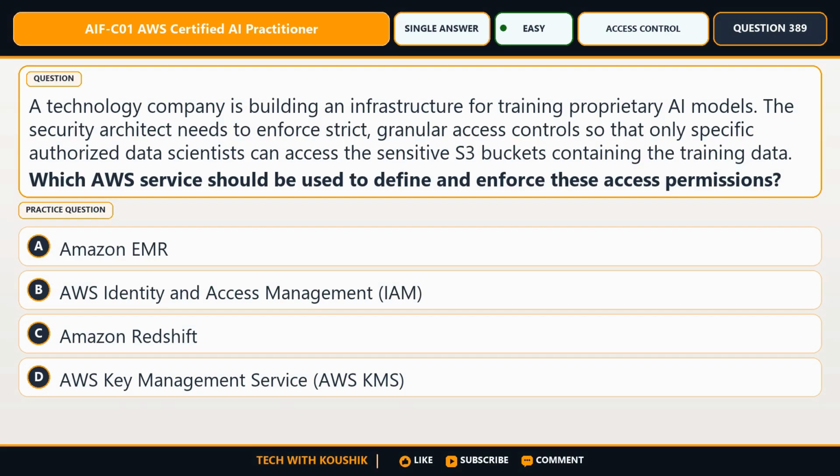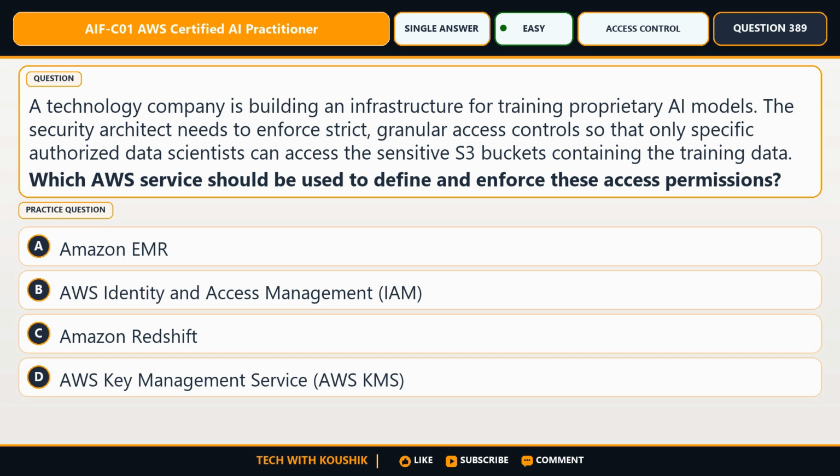Now tackle question number 389. The focus now shifts to access control. Identify the requirement in this scenario. A technology company is building an infrastructure for training proprietary AI models. The security architect needs to enforce strict, granular access controls so that only specific authorized data scientists can access the sensitive S3 buckets containing the training data. Which AWS service should be used to define and enforce these access permissions?